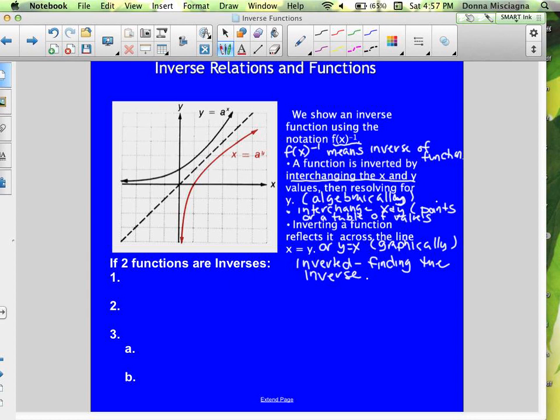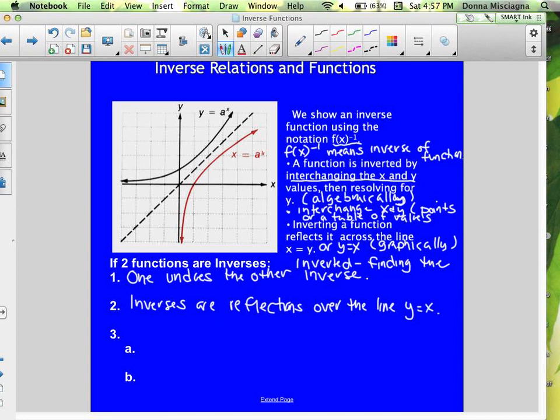So if two functions are inverses, then first of all, one undoes the other. Add this to your notes. Whatever the first one does, the other undoes it, and vice versa. They undo one another. Secondly, inverses are reflections over the line y equals x. So that's very important about inverses.